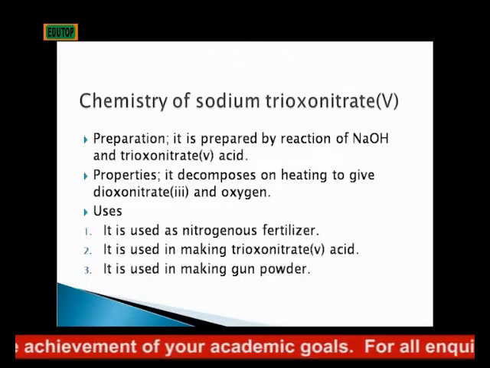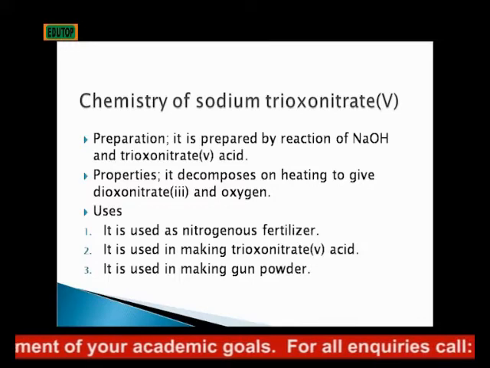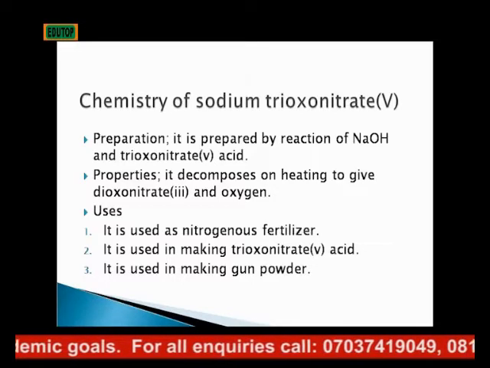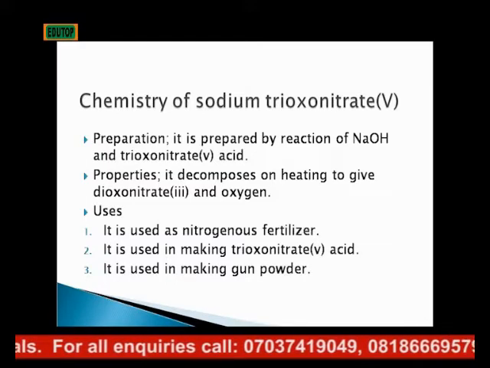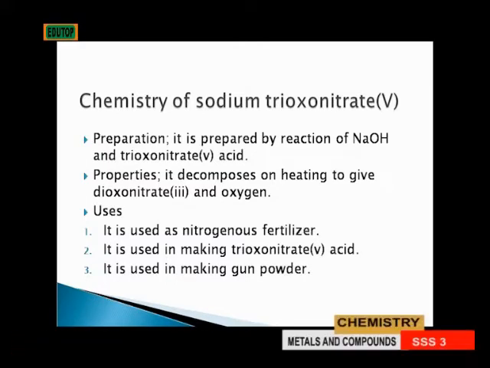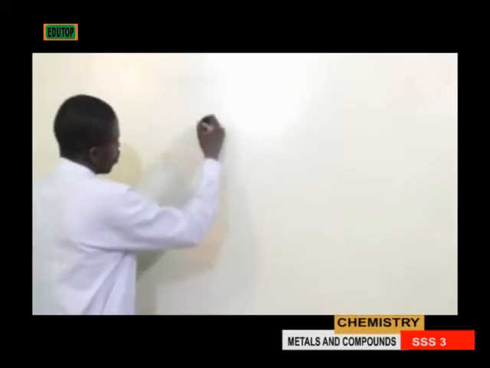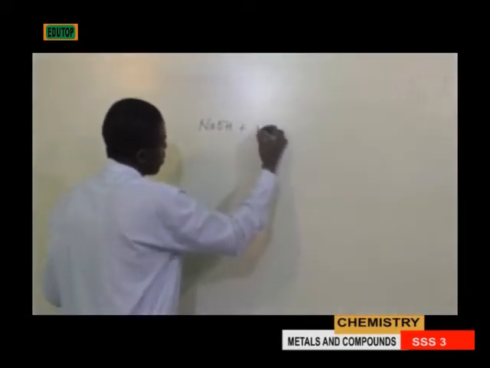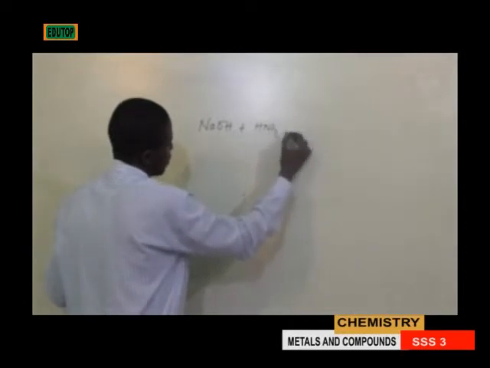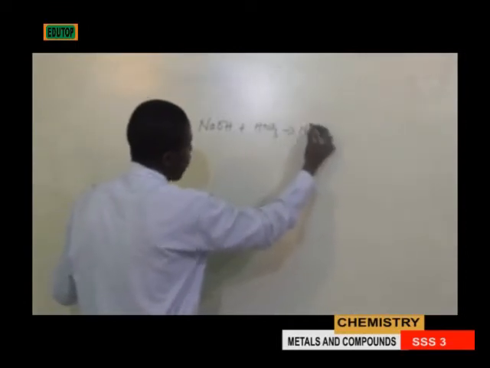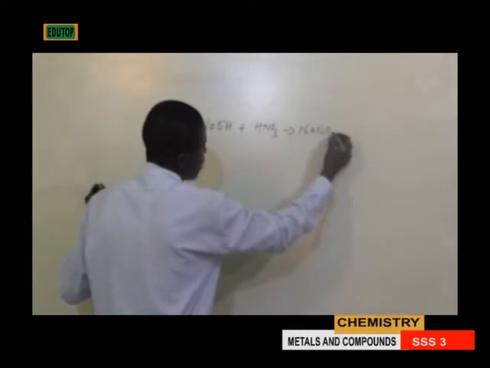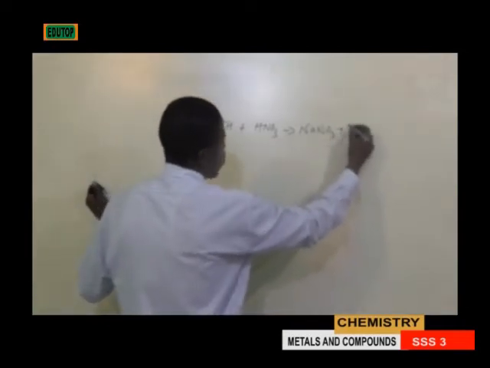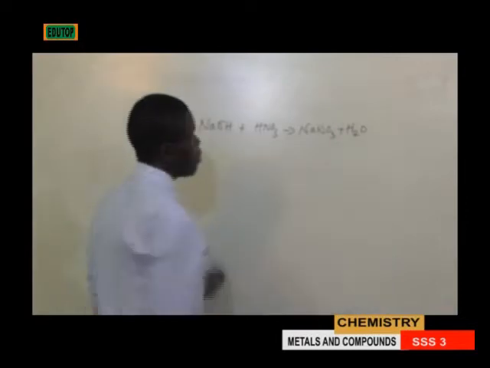Chemistry of sodium trioxonitrate 5. Preparation. It is prepared by a reaction of sodium hydroxide and trioxonitrate 5 acid. Sodium hydroxide plus trioxonitrate 5 acid, where you have the formation of sodium nitrate, which is our compound of interest, plus water in the process.